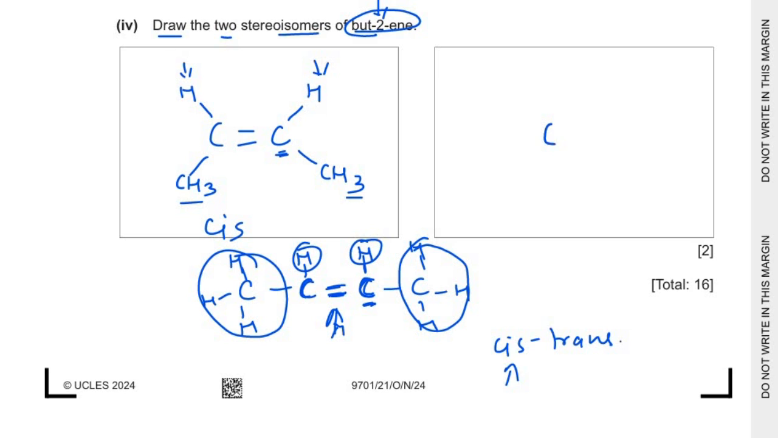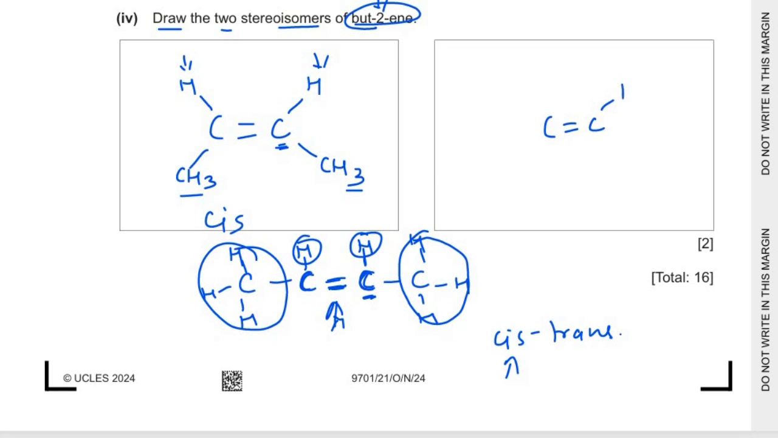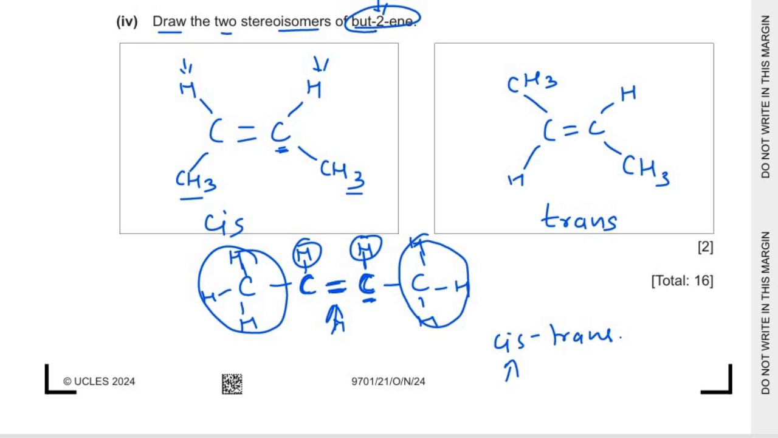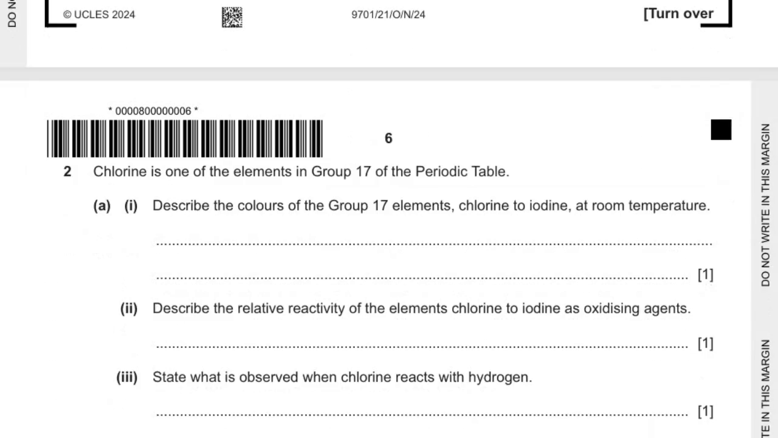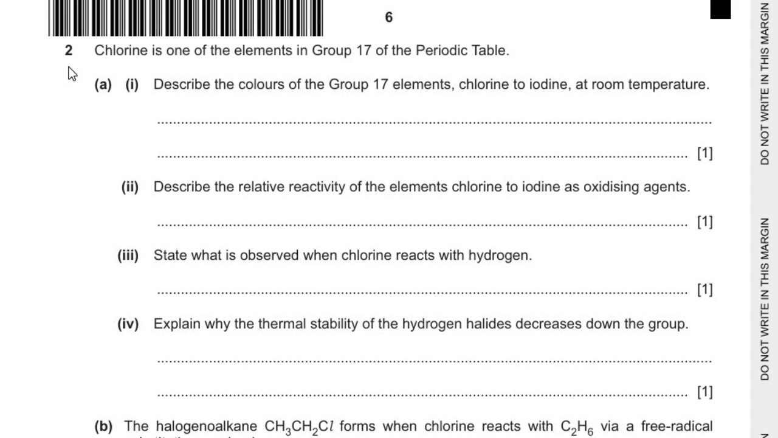Now what is trans? When these groups are on opposite sides, so here we have two hydrogens on opposite sides and the CH3 groups also on opposite sides, then this is trans butene. So this is how you're going to draw the stereoisomers of butene. Let's go ahead with the next question. And this is question 2.